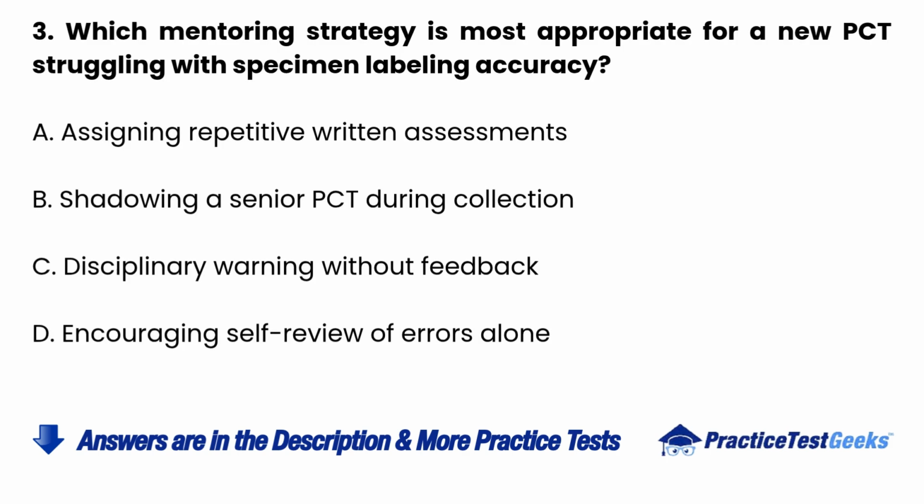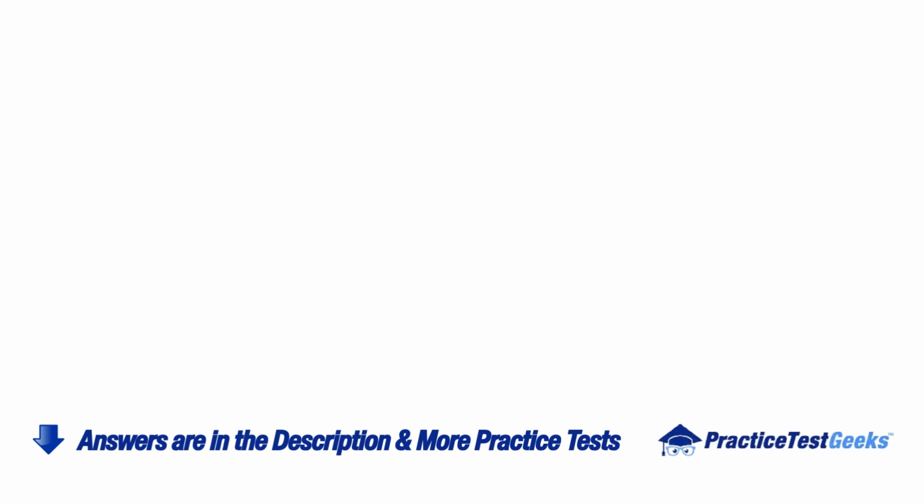3. Which mentoring strategy is most appropriate for a new PCT struggling with specimen labeling accuracy? A. Assigning repetitive written assessments. B. Shadowing a senior PCT during collection. C. Disciplinary warning without feedback. D. Encouraging self-review of errors alone.